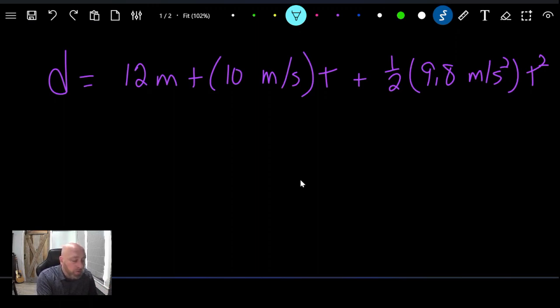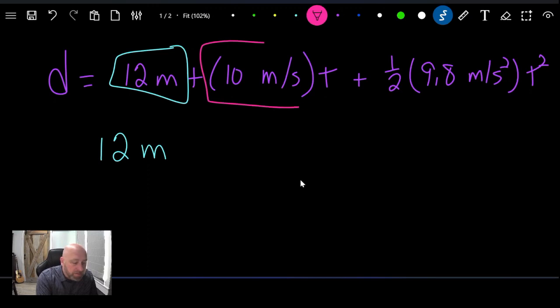The first part that I see is this 12m right here, so we're just going to write 12m. The second part that I see is this piece right here. So we have a plus, and then we have 10m divided by s times t. This is a t, not a plus sign. I hate t's in algebra; it's really hard to tell the difference between a t and a plus sign. So what can we do to simplify this out?